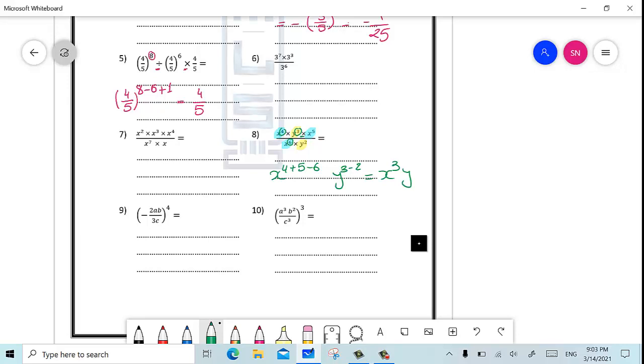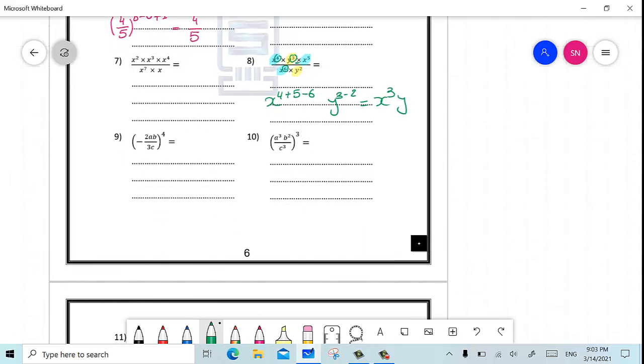Okay, so let's go now for number 10. (a^3 b^2 / c^3) all raised to the power of 3. Again, we said if I have a number raised to a power all raised to another power, a power of a power, this means I'm going to multiply them together. So I will have a to the power of m times n. I'm going to do the same here at question number 10.